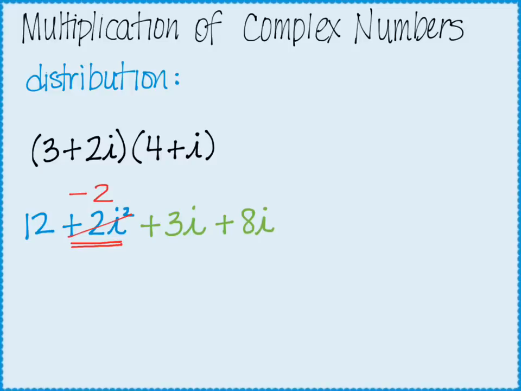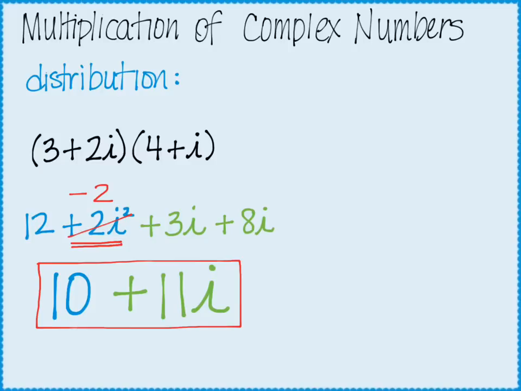And now I look at what I have here, and I notice that I've got i squared. i squared is negative 1, so it's 2 times negative 1, which is negative 2. So 2i squared is actually the number negative 2. So what I have is 12 minus 2, which is going to be 10. And then I can add the 3i and the 8i, and I get 11i, and that's the final answer.